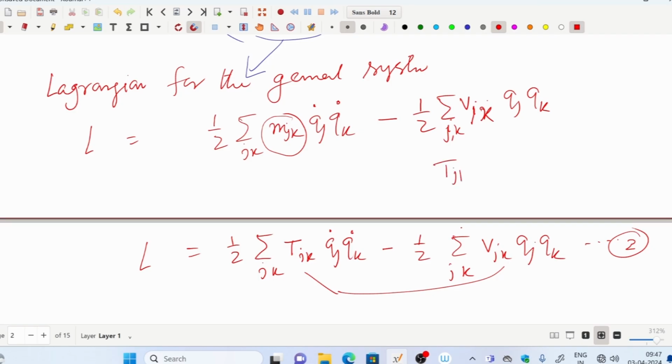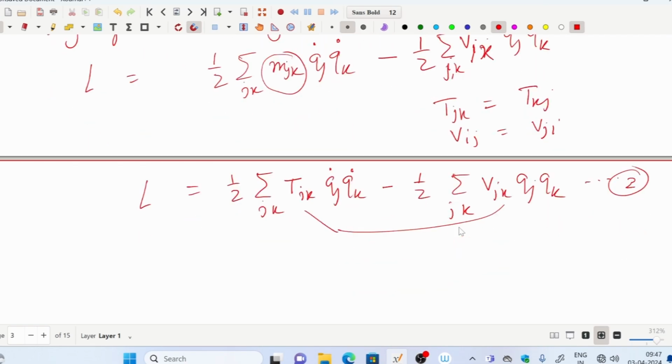T_jk is also the same as T_kj, and V_ij is V_ji. So they both are symmetric matrices. Now we have written a Lagrangian which can describe a general system around the equilibrium position, and I also remind you that we have considered the equilibrium point to be the origin. Okay. So, the equation of motion.